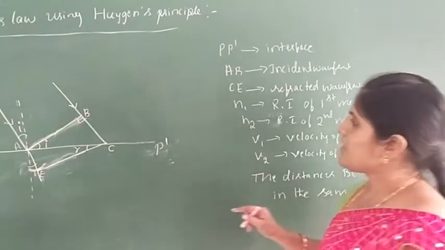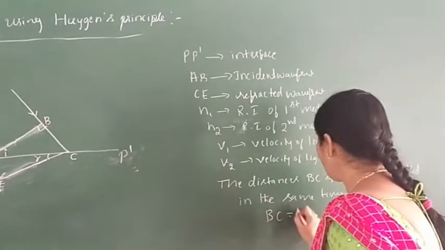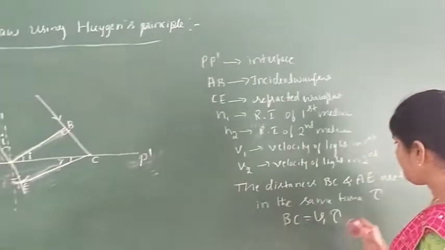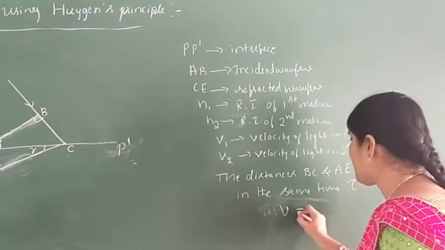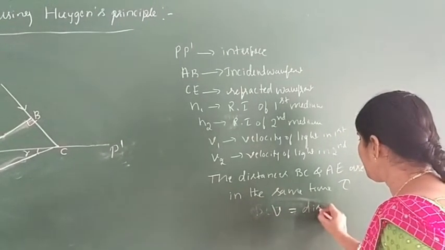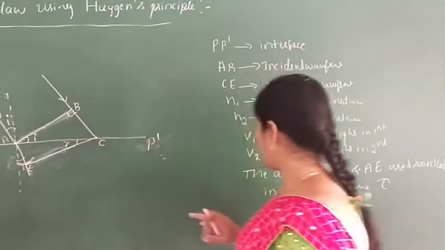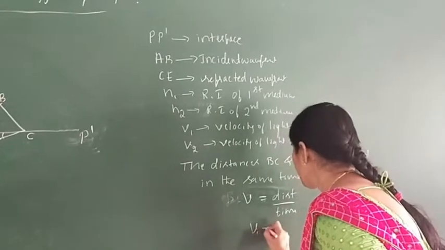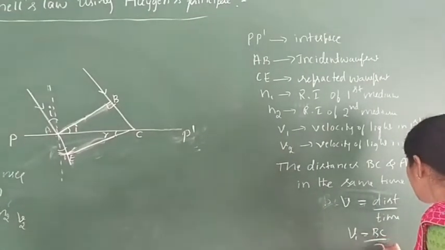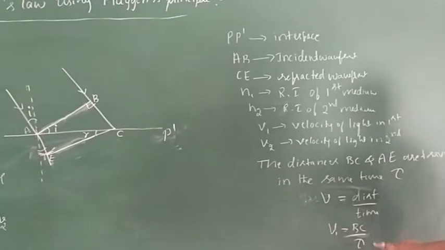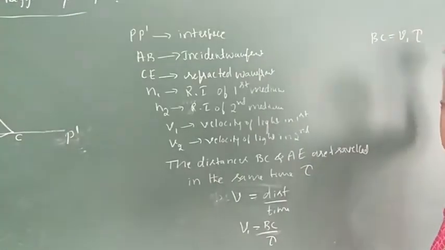So the distance travelled BC is given by V1 into tau, because velocity is the distance travelled by time taken. Velocity is nothing but distance by time. Here BC is the distance in the first medium, so V can be taken as V1. So V1 is equal to BC by tau, which implies BC is equal to V1 into tau.